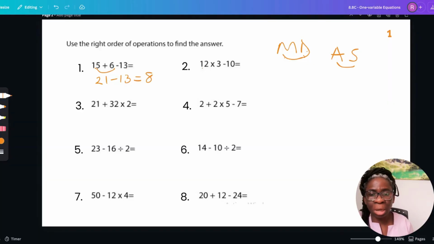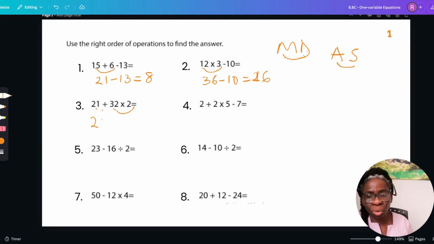So for this one, that will be 12 times 3. 12 times 3 gives what? That's 36. Then 36 minus 10 gives 26. So for this number 3 now, do not add before you multiply. Because addition shows first, that does not mean you should add first. You must multiply before you add.